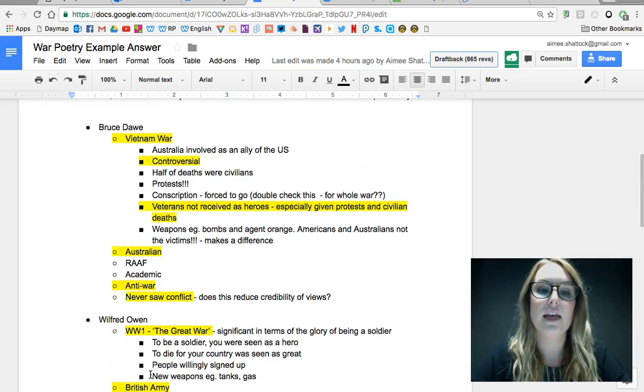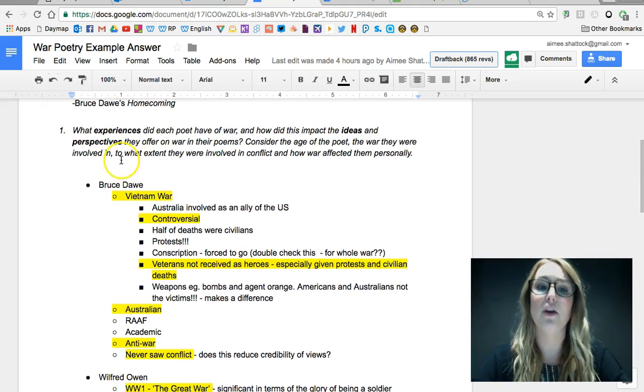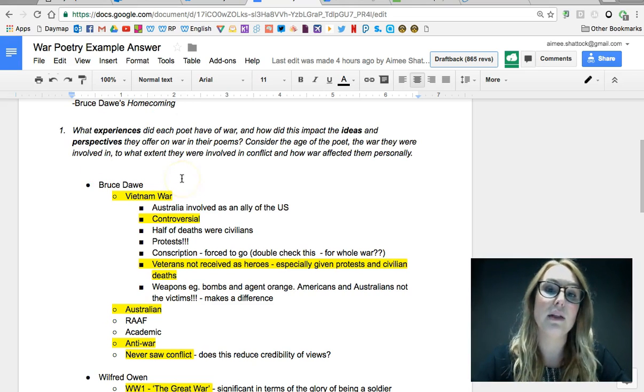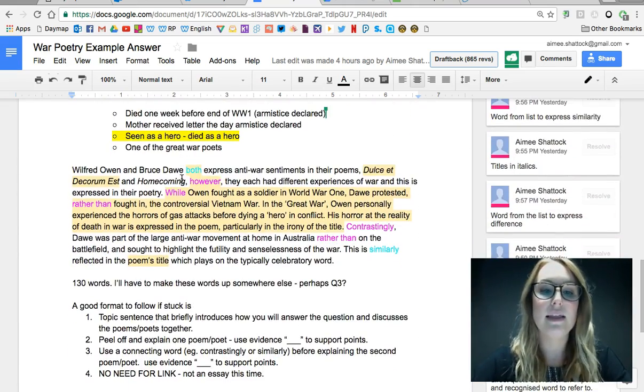Now what I've done after that is I've gone through and highlighted what I think are the main points that are going to help me answer the question. So yes, it's one thing to talk about the weapons used in the Vietnam War, but perhaps not totally relevant to the question, particularly given the 100-word limit. So once I did that, I then started to put together my answer.